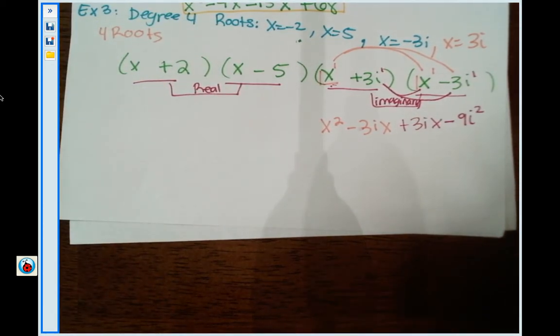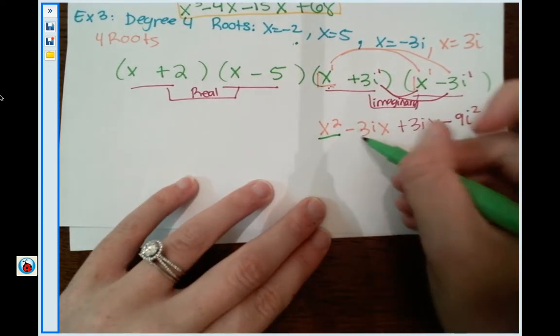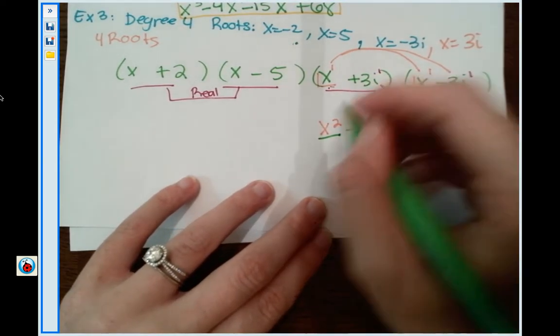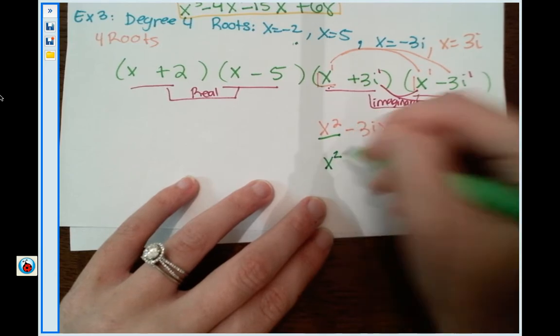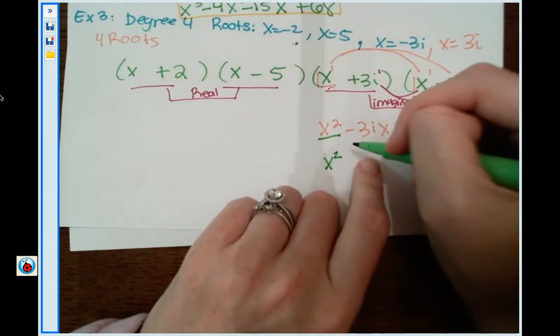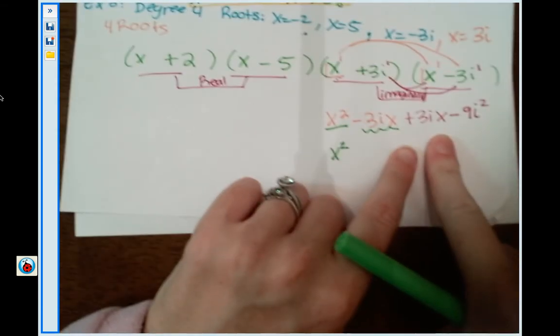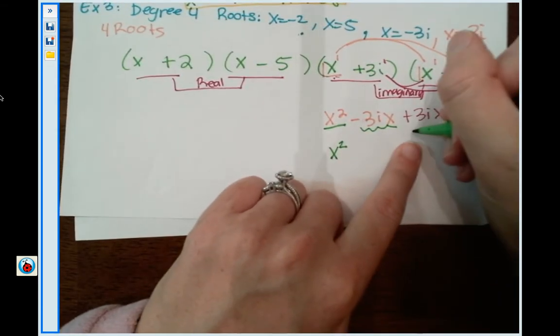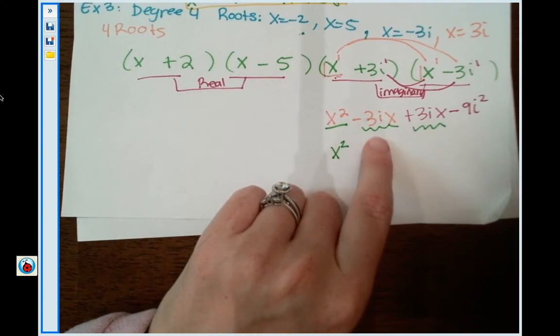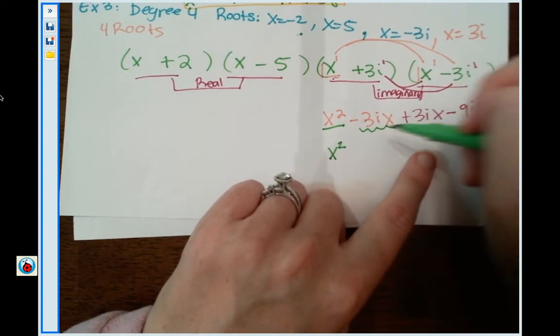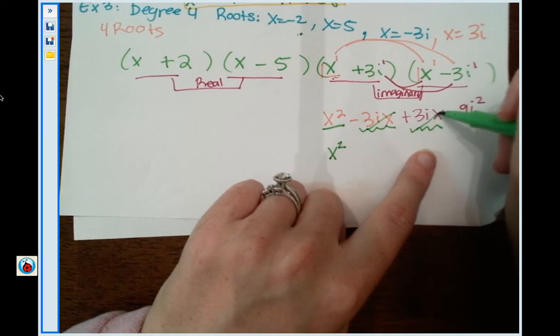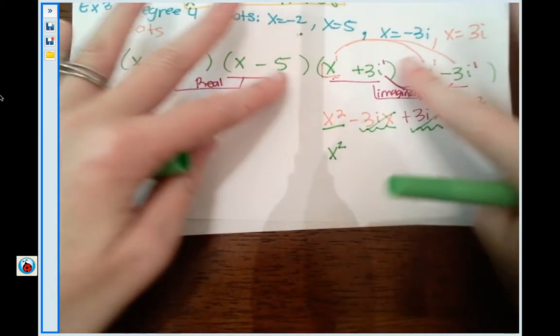So I'm going to start with my x squared. I don't have any other x squared terms, so I'm just going to bring it down. Okay, now I have a -3ix, so I'm looking for another term with an ix. Holy hot dog, there's one right here, you guys. So a -3ix plus 3ix, look at that, cancels out. Do you guys see we're making the i's disappear?